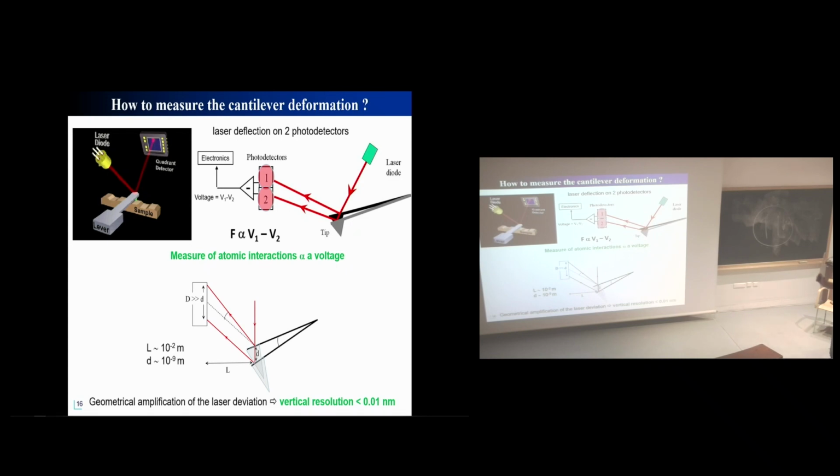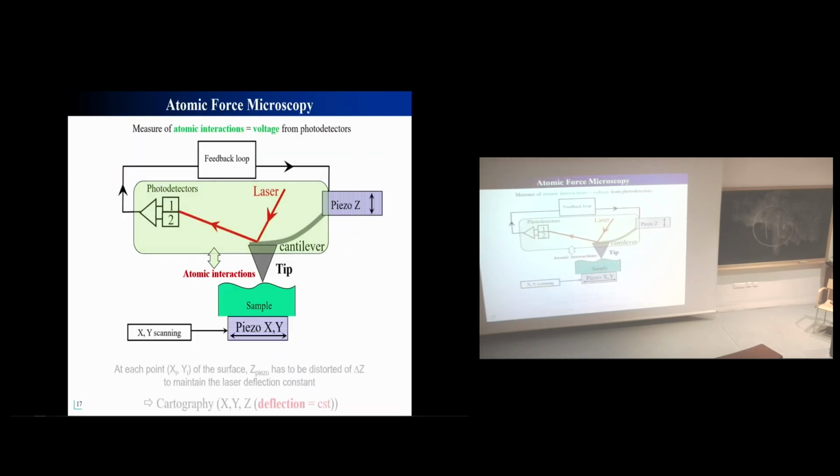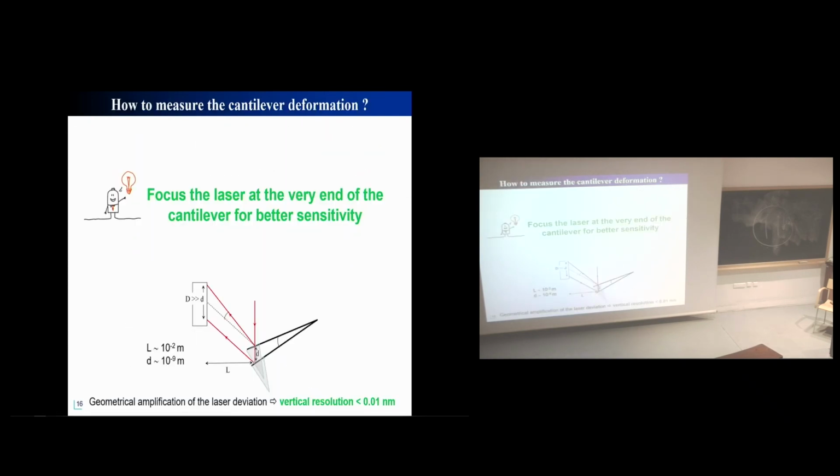Okay, there is a geometrical amplification. So you can readily obtain vertical resolution below 0.01 nanometer. Okay, first advice, please, focus the laser at the very end of the cantilever. Sometimes I find on my systems the laser tuned here close to the point, and clearly you don't need more explanation to understand it's not very clever to do that.